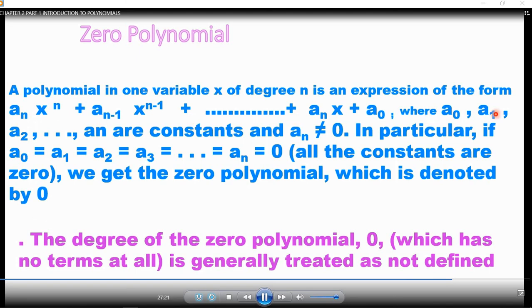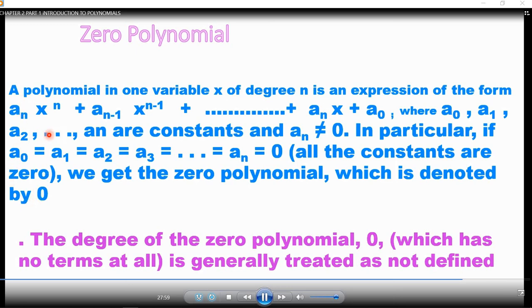Here we are having the standard definition of a polynomial. A polynomial can be an expression of this type: a_n x power n plus a_(n-1) x power n minus 1 up to a_1 x plus a_0. Here a_n, a_1, a_2, all these are constants, and a_n is not equal to 0. Why? Because if a_n becomes 0, then the entire leading term will shrink to 0.